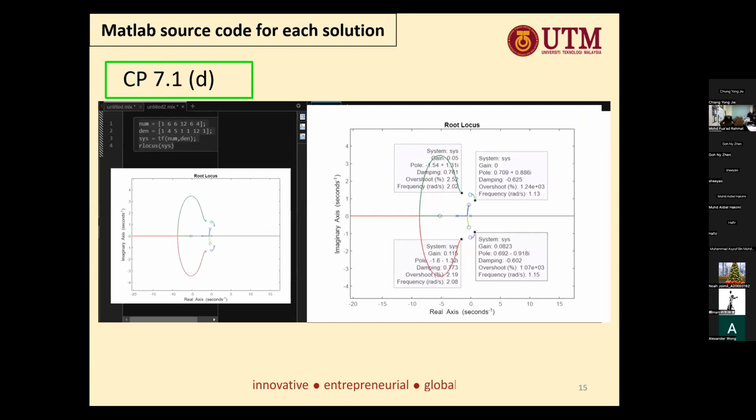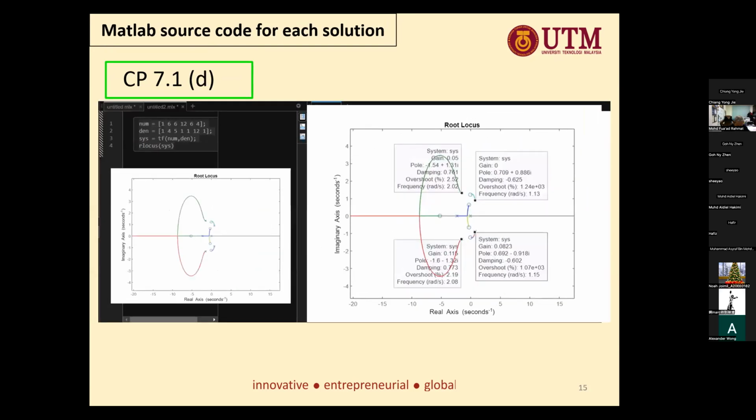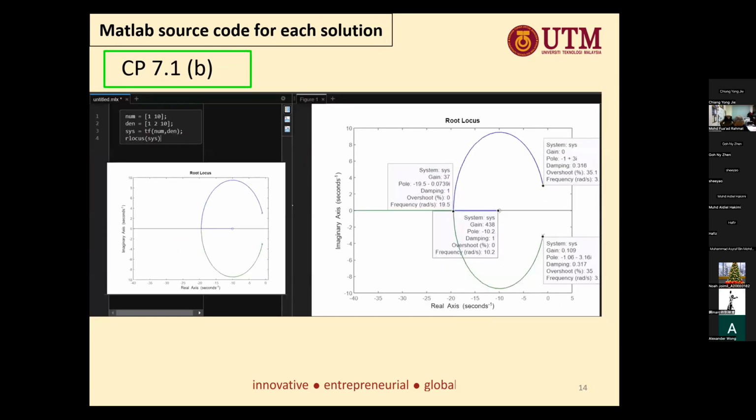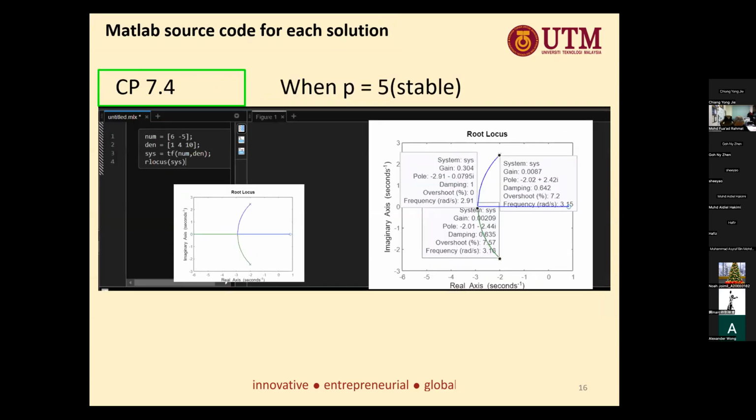This is the focus for 7.1B. This is definitely the same as the manual calculation. For the manual calculation, the graph is almost the same like this. Okay, and this is next. Next figure. And this is the graph for 7.4.